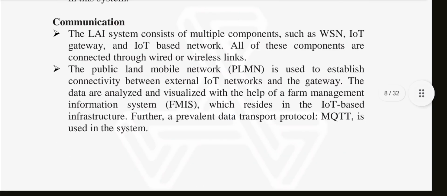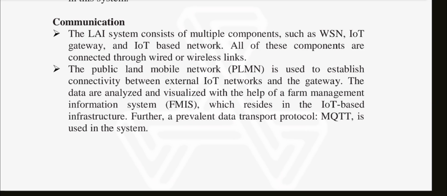Communication: the LAI system consists of multiple components such as the WSN, IoT gateway, and IoT-based network. All of these components are connected through wired or wireless links. The public land mobile network (PLMN) is used to establish connectivity between external IoT networks and the gateway.